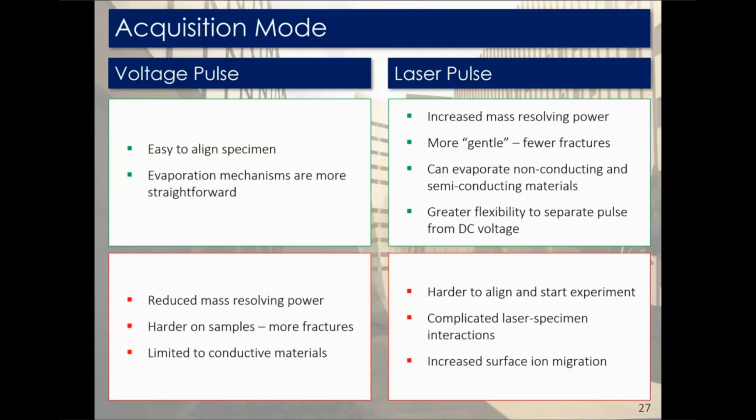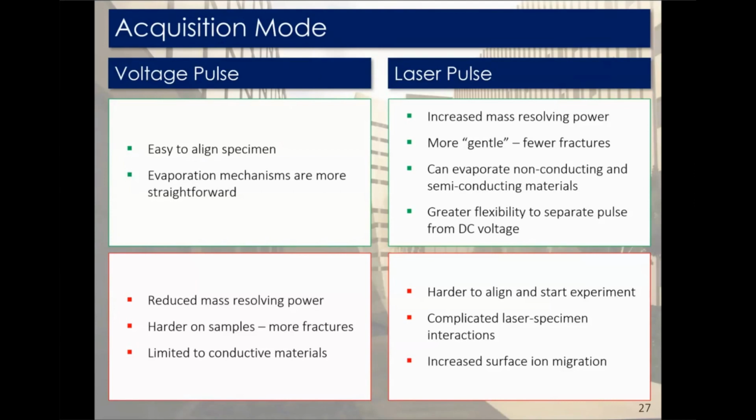But laser pulse has a few major advantages. It has an increased mass resolving power, typically compared to a voltage pulse. And this is primarily due to the widths of the pulse. The laser pulse ends up being a little bit sharper than the voltage pulse. And as a result, there's a smaller window where the material will be above that evaporation threshold where you will be getting ionization. And this smaller timing window corresponds then to more focused time of flights and sharper peaks on our mass to charge ratio spectrum. So a little bit better mass resolving power.